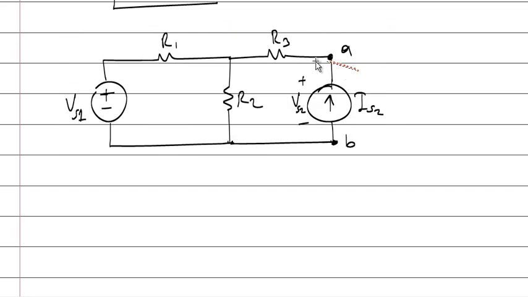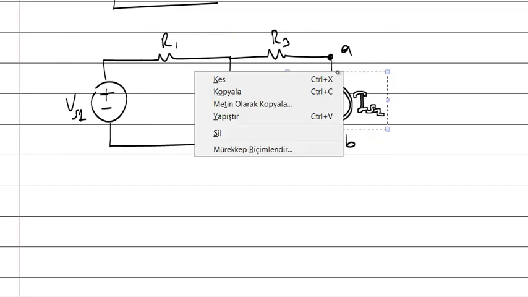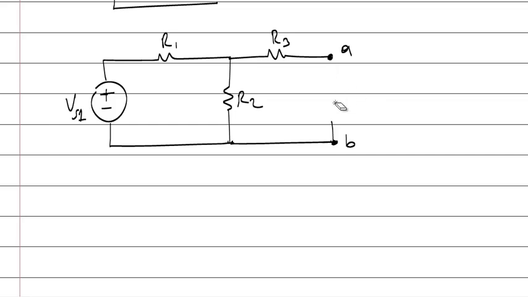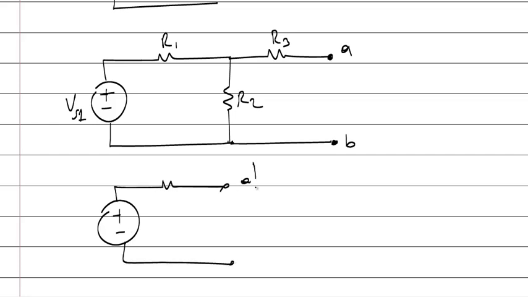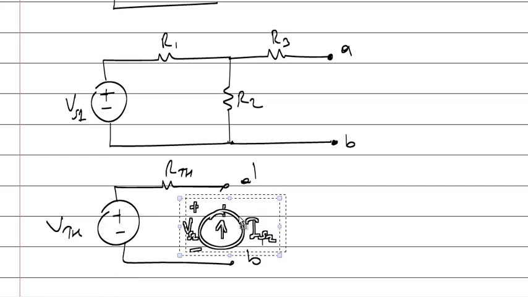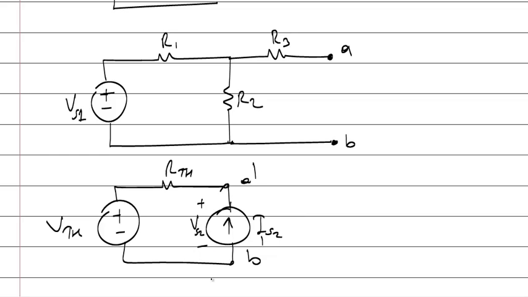this is my circuit. I reject this component. Okay, I reject that component. I will find a Thevenin equivalent for that. A prime, B prime. Thevenin voltage, Thevenin resistance. Then I will insert the current source here and analyze to find the V source 2 value.